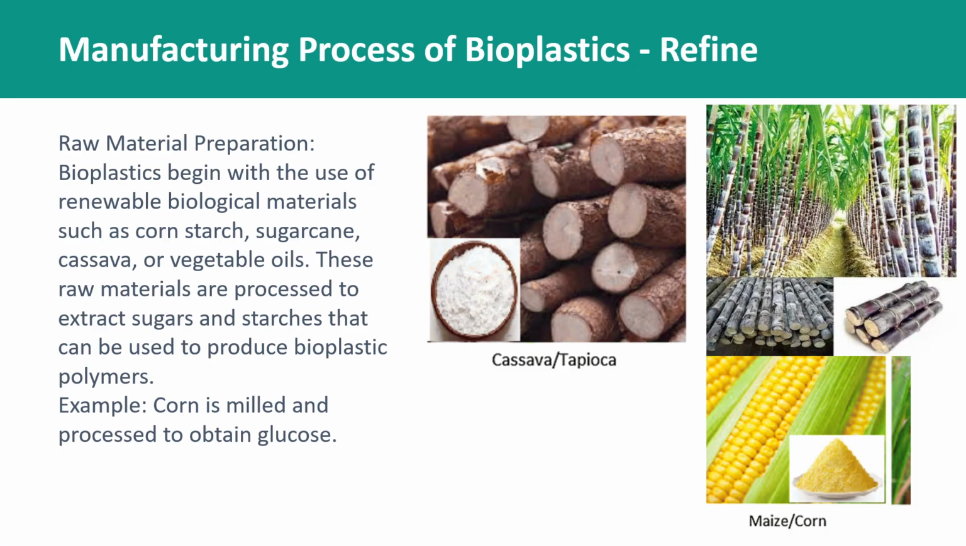Manufacturing process. First, the bioplastic needs to be refined, so raw materials begin with the use of renewable biological materials such as cornstarch, sugarcane, cassava, and vegetable oils. These raw materials are processed to extract sugars and starches that can be used to produce bioplastic polymers. Example: corn is milled and processed to produce glucose.